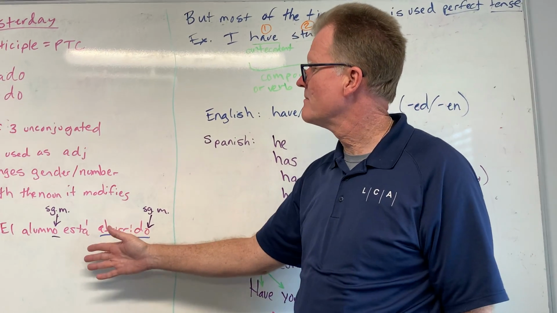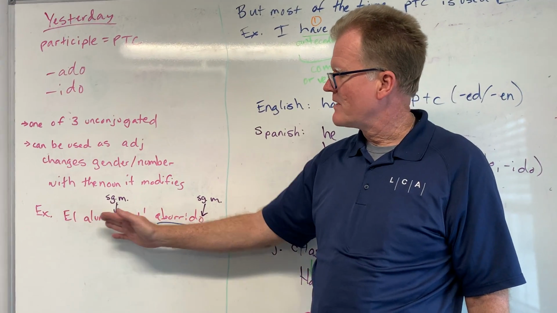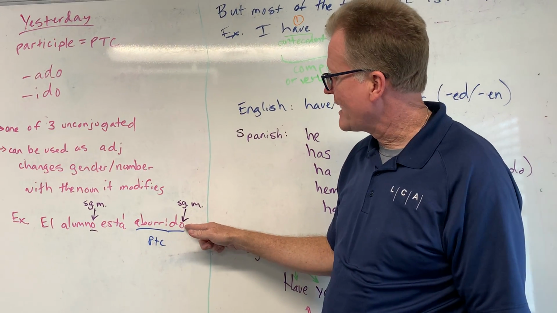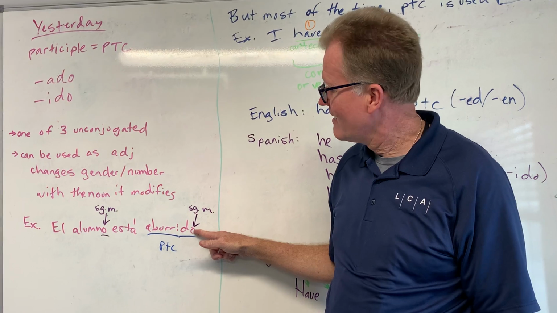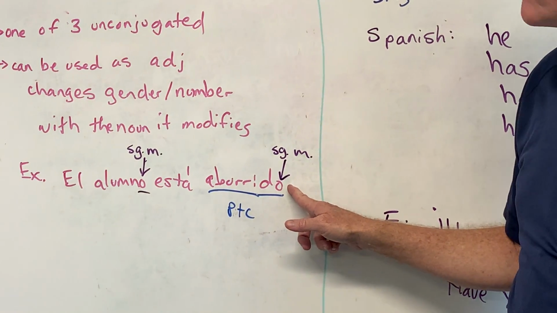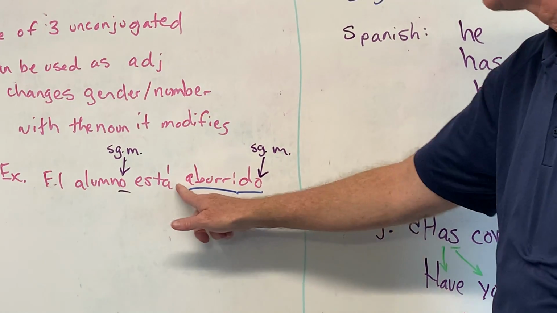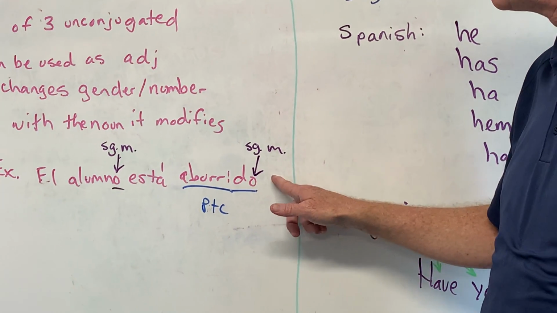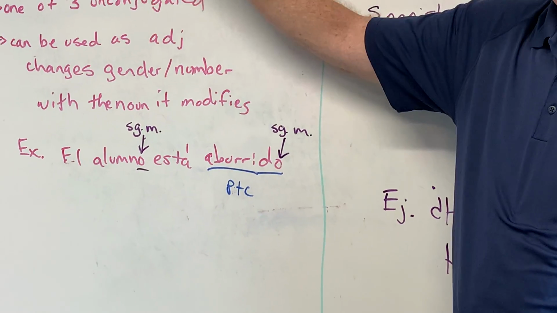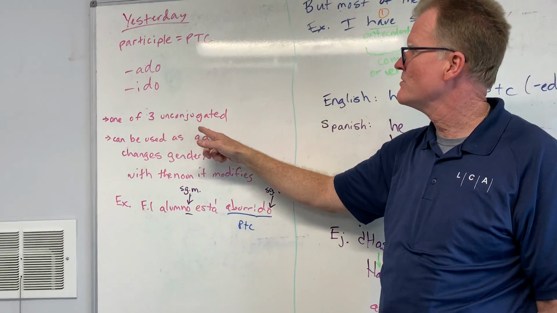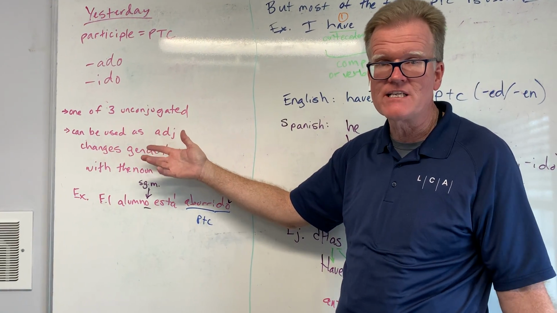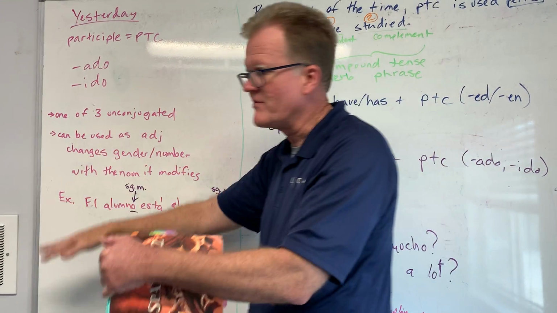I didn't put other examples on the board, but it was part of your homework yesterday, where you actually change this to an A, aburrida, if it's a girl, and you pluralize it if it's more than one. Los alumnos están aburridos. You're going to pluralize it. This changing of gender and number only happens when the participles are being used as adjectives. Only when they're being used as adjectives. So that was yesterday's lesson, and I'm just reviewing it, okay?